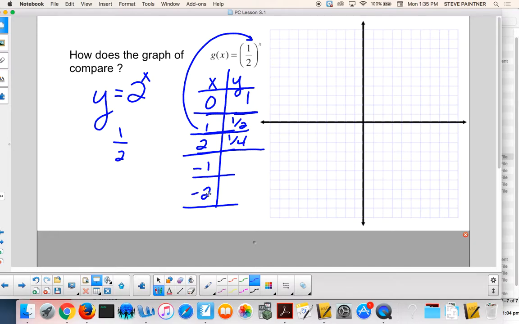If you put a negative 1 in, you get 1 half to the negative 1. But you're not going to do that, are you? You're going to flip it and go 2 to the first, aren't you? Which is 2. 2 to the negative second, go like this, 4. Make that a 2, and now you're at 4. There you go. Alright, so here I go: (0, 1), (1, 1/2), (2, 1/4), (-1, 2), (-2, 4).